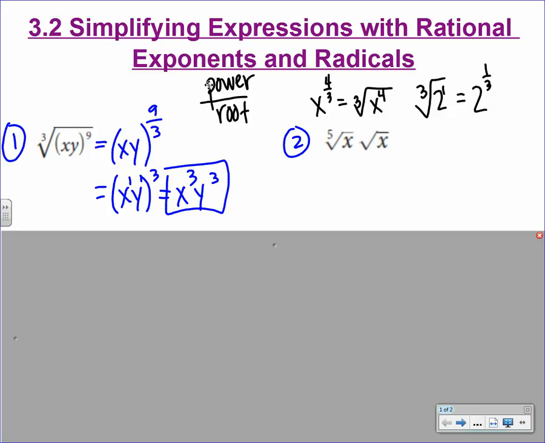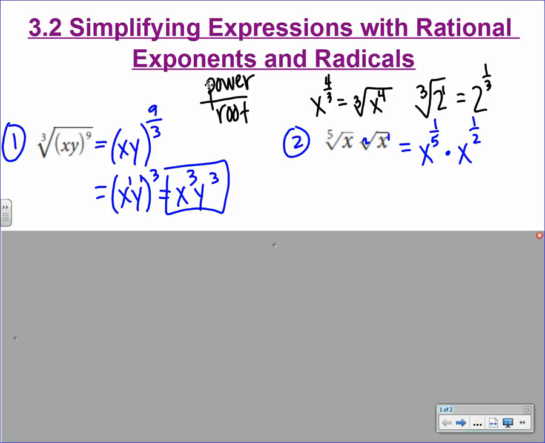So let's write down number 2. We have the 5th root of x times the square root of x. So what is the 5th root of x as an exponent? So that's in radical form. How do we write it in exponential form? What is the power of x? 1. What's the root? 5. So it'd be x to the 1/5 times x to the, what would this next one be? Remember, if it's a radical and there's not a number there, it's always 2 because it's a square root. X has a power of 1, so it'd be x to the 1/2 power, right?